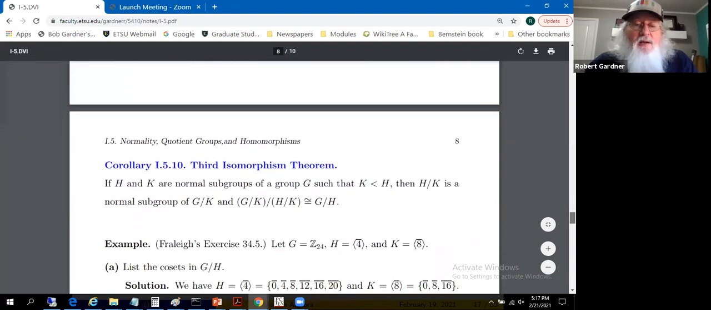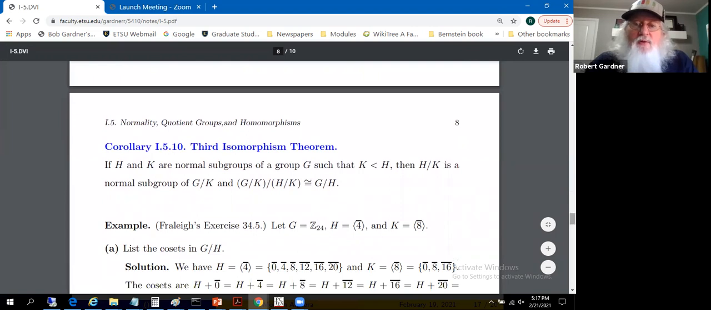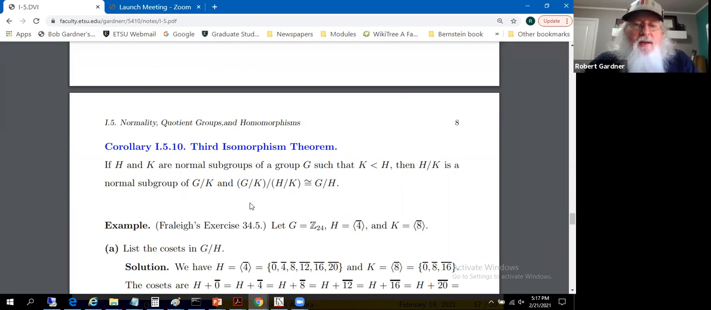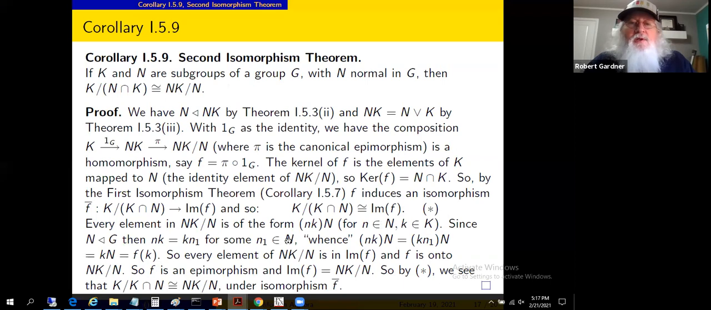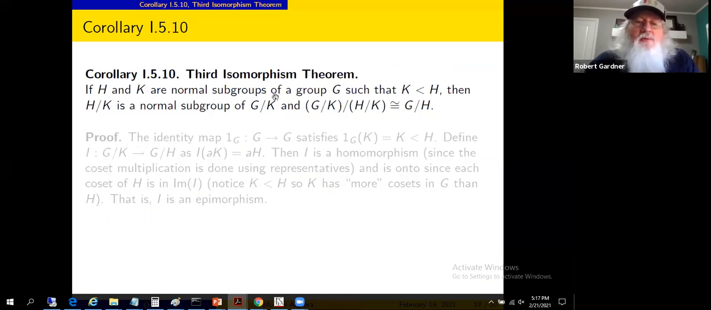Let's look at, prove, and then give a maybe even quicker version of an example of the third isomorphism theorem. Of these isomorphism theorems, it's kind of the easiest one to remember in my opinion. Statement is, let's actually go straight to the proof. Statement is, if H and K are normal subgroups of group G, such that K is a subgroup of H, then H mod K is a normal subgroup of G mod K, and G mod K mod H mod K is isomorphic to G mod H.